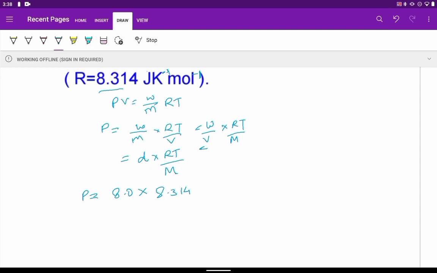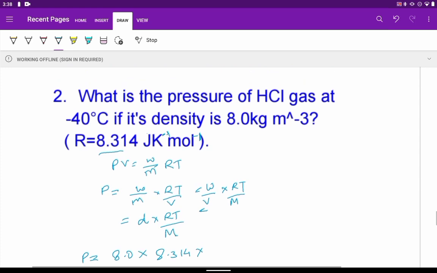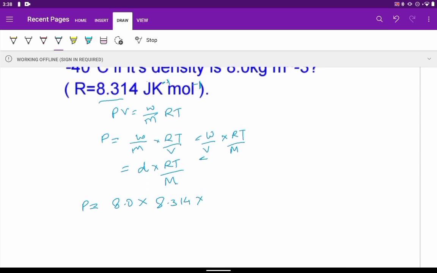We will put it up into temperature. How much they have given? Minus 40 degrees. So T equal to minus 40 is given. What we should do? Add 273. So it is minus 40 plus 273. So we will get 233 Kelvin. We are converting to Kelvin. So we will write here 233 in place of T, divided by M.